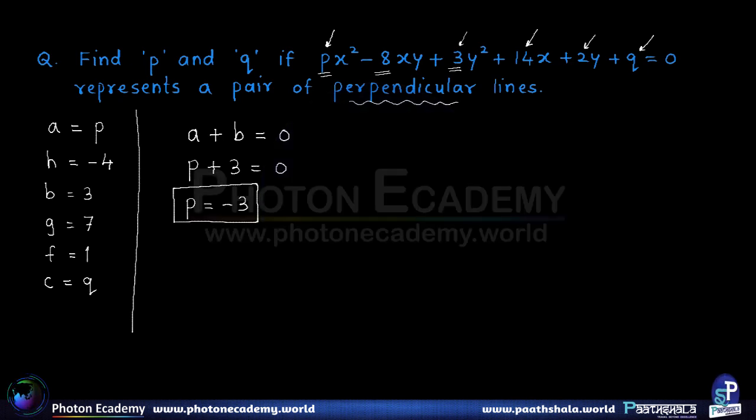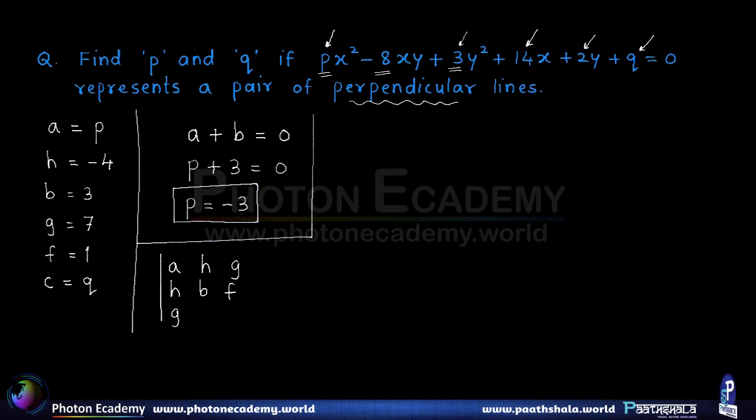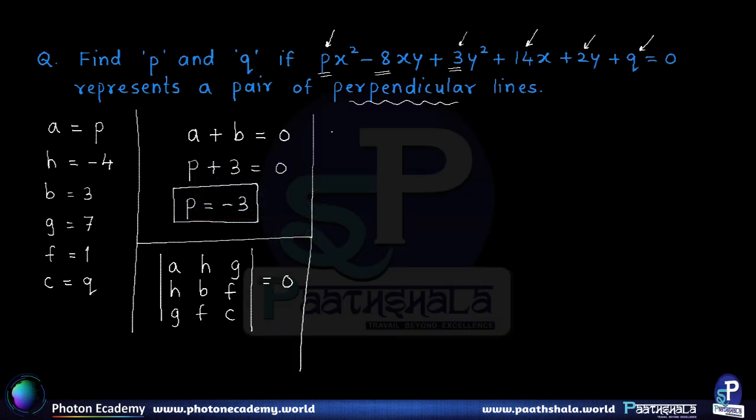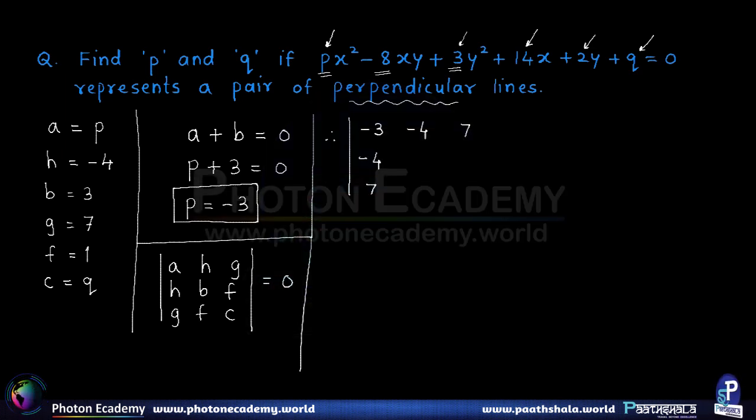Right? Now since this equation represents a pair of lines, we can write the condition that the determinant with rows a, h, g; h, b, f; and g, f, c must be equal to 0. So let us write the values. The value of a is now minus 3, h is minus 4, so let us write right away in the respective places. g is 7, b is 3, f is 1, and now the only unknown is c, which is q. So we have to solve it and get the value of q.